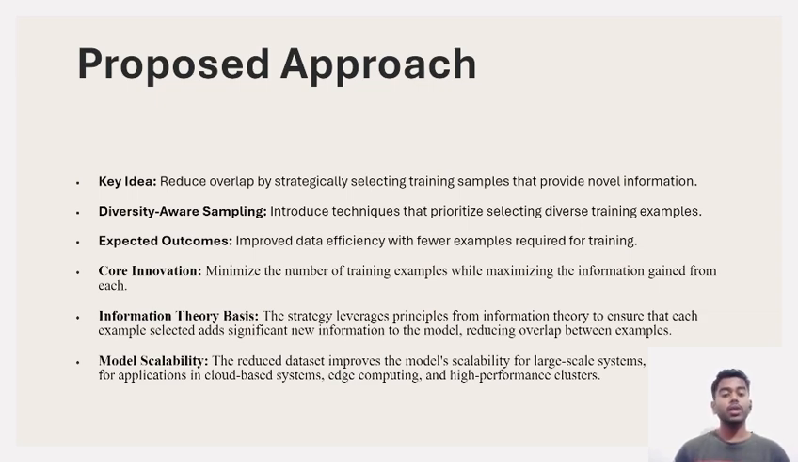We require core innovation, where we minimize the number of training examples while maximizing the information gain from each of them. The next is the information theory basis: the strategy leverages principles from information theory to ensure that each selected example adds significant new information to the model, reducing the overlap between the examples. And we have model scalability, where the reduced dataset improves the model scalability for large-scale systems, for applications in cloud-based systems, edge computing, and also high-performance clusters.